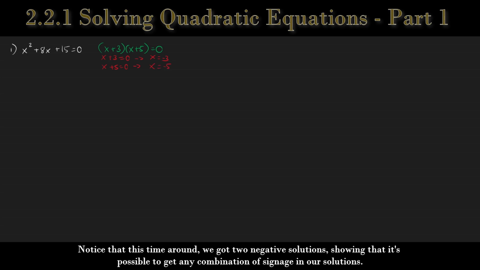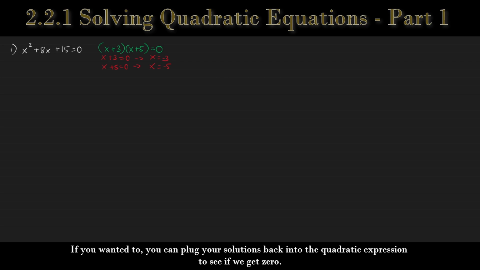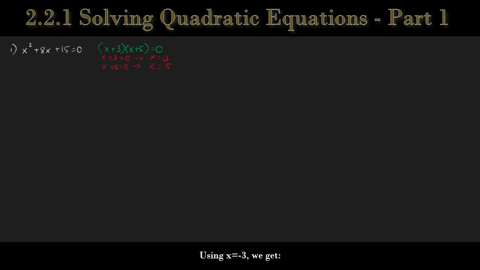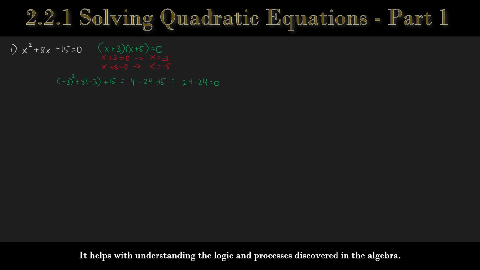Notice that this time around, we got two negative solutions, showing that it's possible to get any combination of signs in our solutions. If you wanted to, you can plug your solutions back into the quadratic equation to see if we get 0. Using x equals negative 3, we get negative 3 squared plus 8 times negative 3 plus 15 equals 9 minus 24 plus 15 equals 24 minus 24, which equals 0. You can check each solution personally if you'd like. It helps understanding the logic and processes discovered in the algebra.